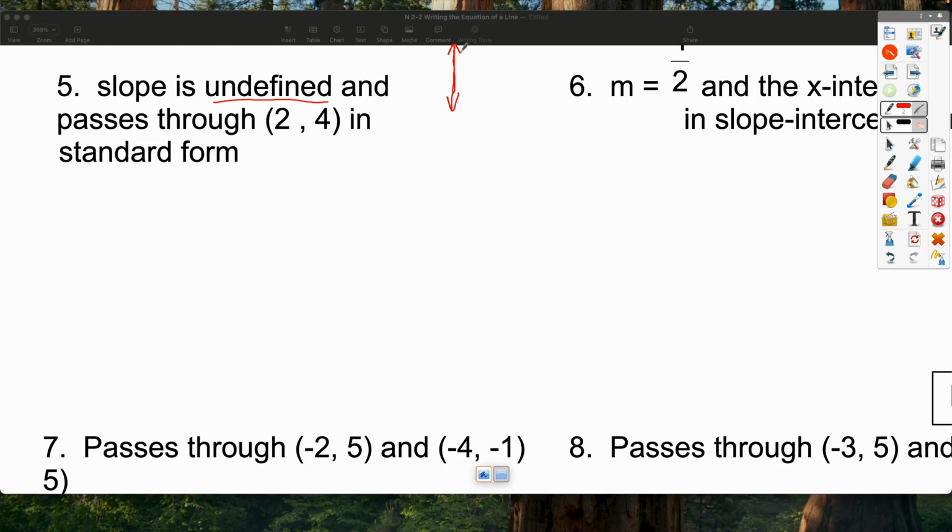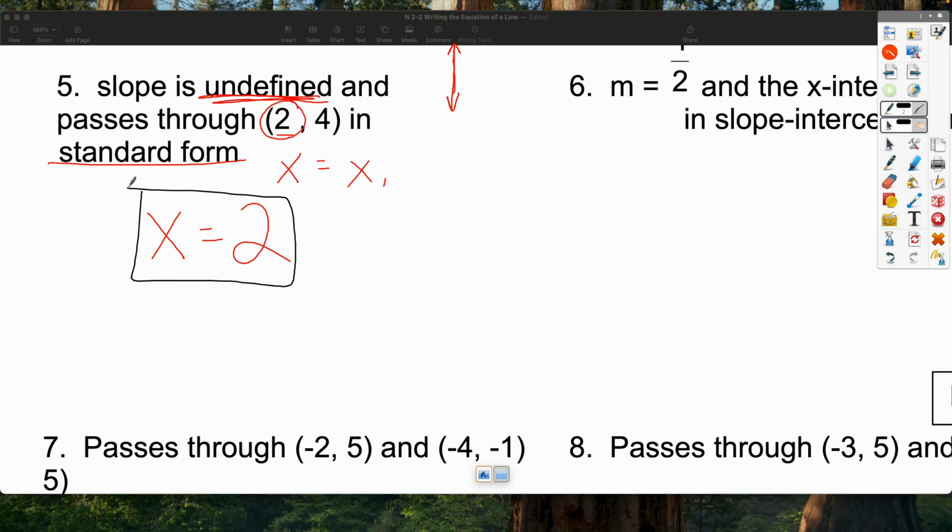So for an undefined slope, the answer is just always going to be x equals, and then your x value. You can say just x1. So whatever your x value is, the number, that's just how we're going to write it. x equals blank. So in this case, the slope is undefined, that means an up and down line. The equation in slope-intercept form is just going to be x equals, and then my x value that I have, 2. That's it. That's my equation of my line with a slope that is undefined.